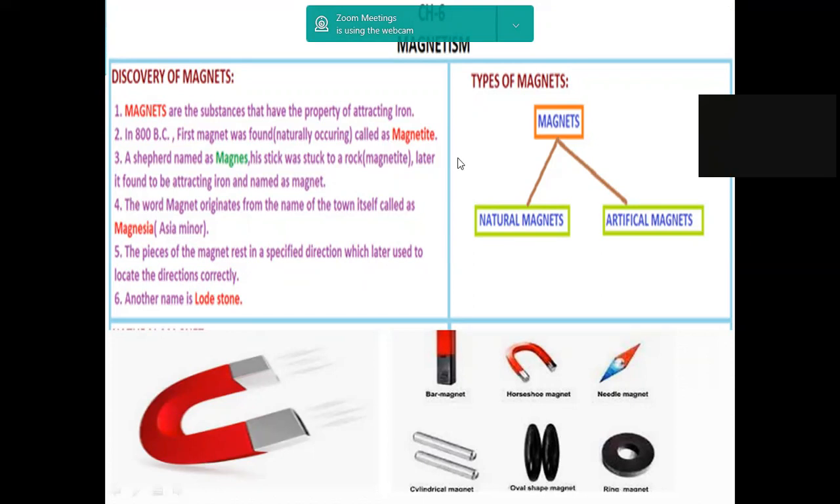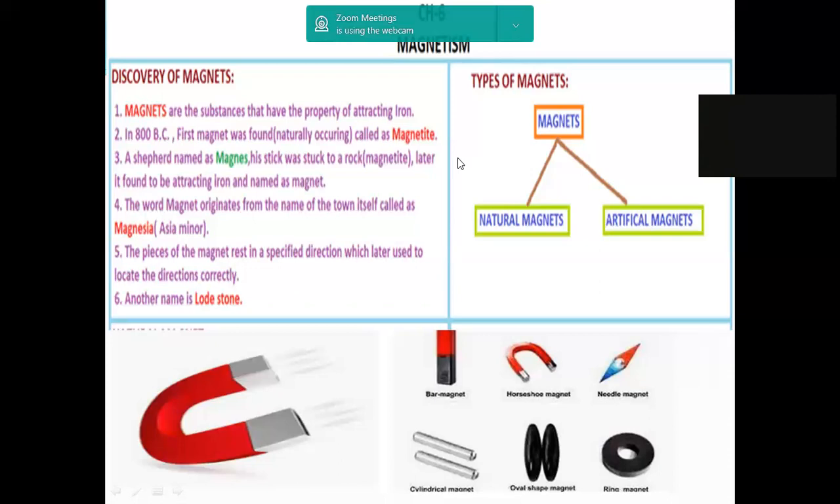Here comes a fourth point, another story in the line. Some people say that the word magnet originated from the name of a town itself. The name of the town was Magnesia, and it was located in Asia Minor. The pieces of magnets always rest in a particular direction. This property of magnets, humans used to locate directions. If you are confused in the fifth point, not a problem. We will be elaborating it in upcoming slides.